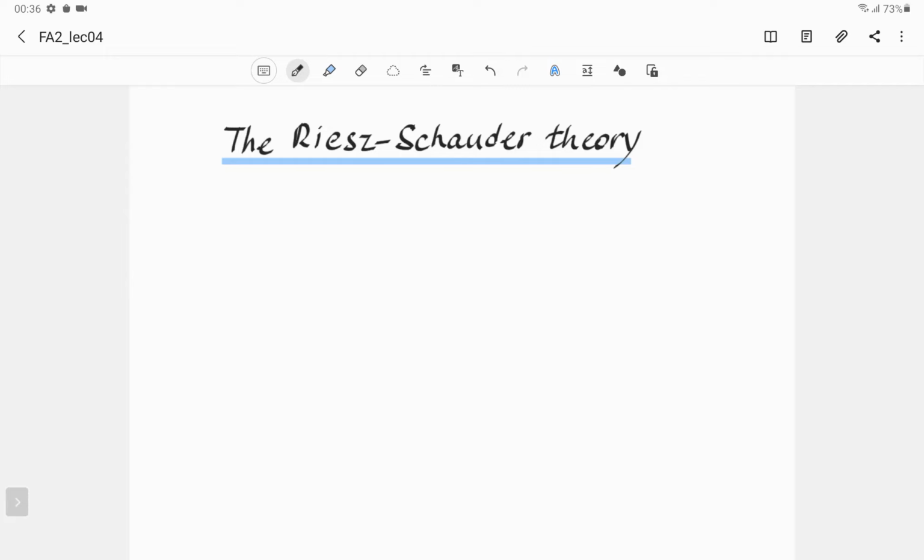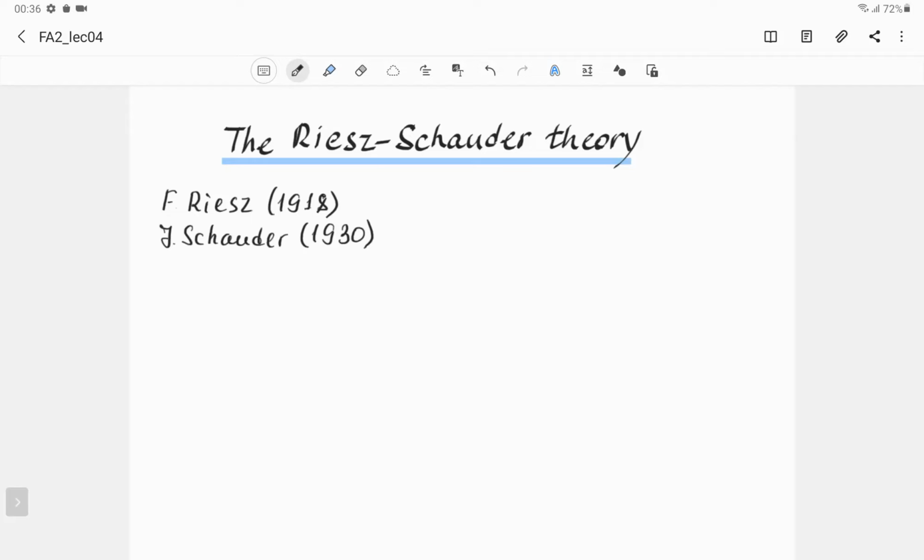This theory was developed mostly by Riesz in 1918. And also some important results were obtained by Schauder in 1930. So now the union of their results is usually called the Riesz-Schauder theory.